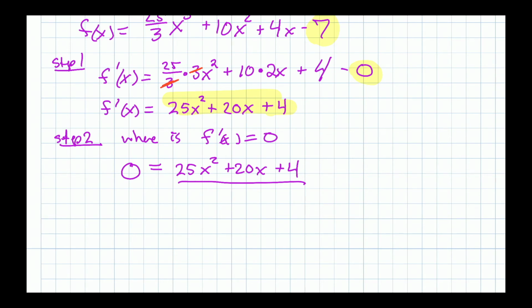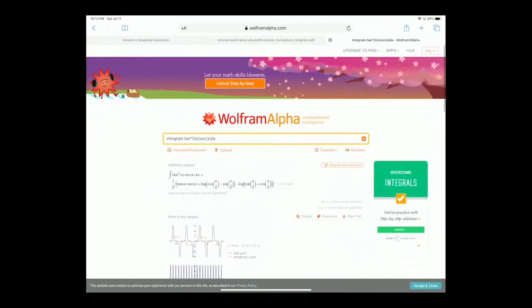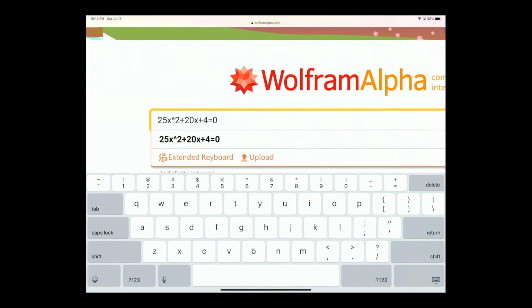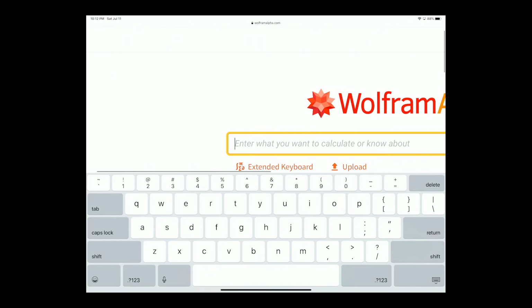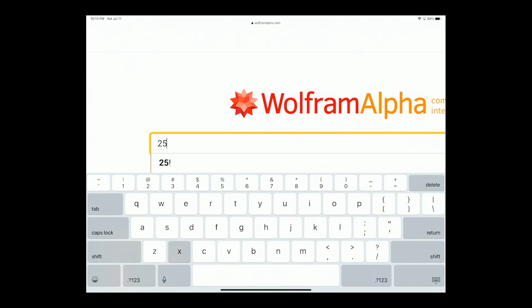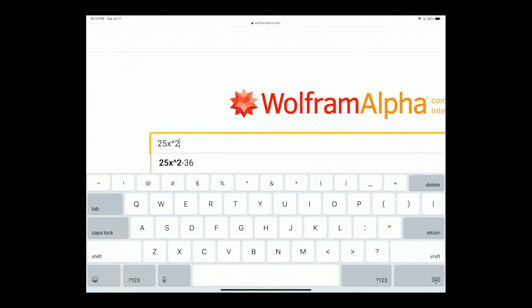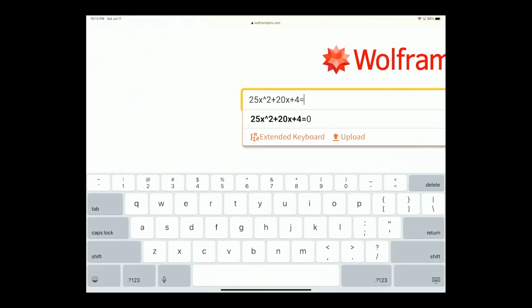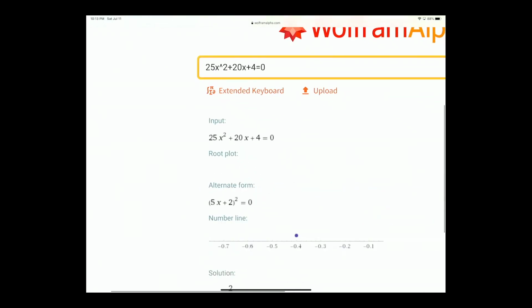And so I would honestly just prefer to use a computer here. So it's 25, 20, and 4. I would just go to Wolfram Alpha and type it in. 25x squared plus 20x plus 4 equals 0, right? Just put an equals 0 on it like that. I'm not sure what I just did there. Looks like it made it go away. So I'm going to have to type it in again. Okay, I want equals 0 now. Return. Okay, there we go.